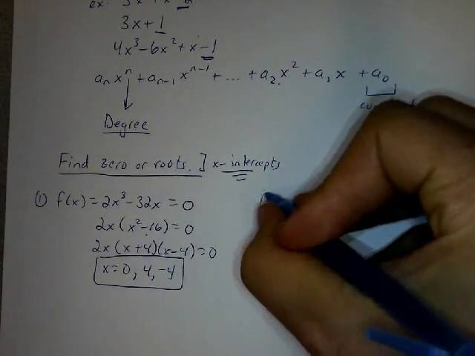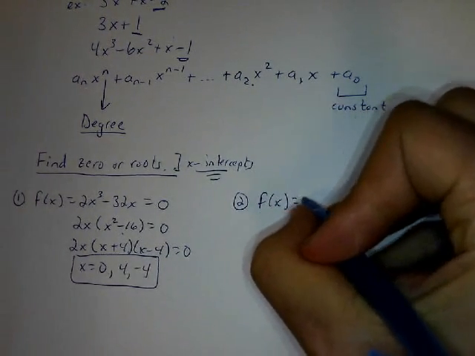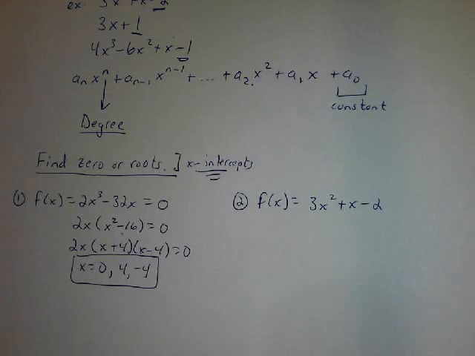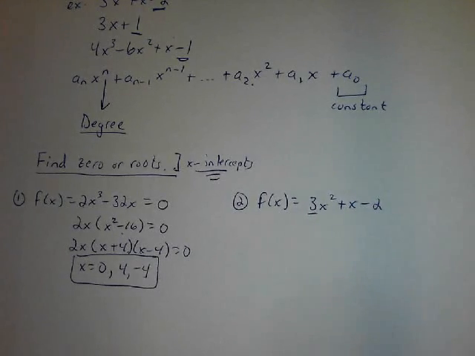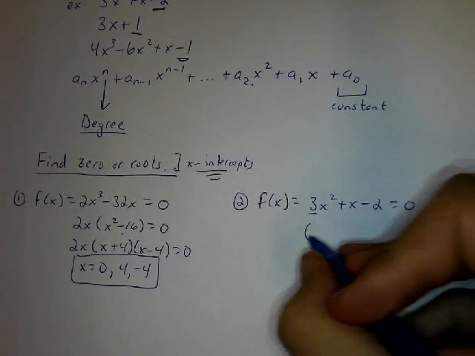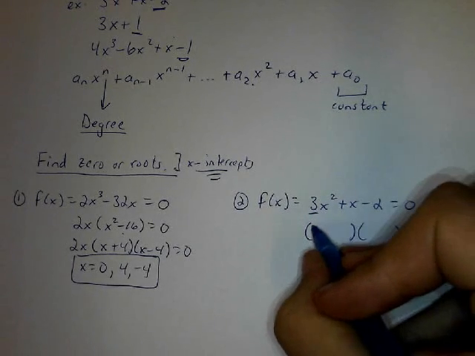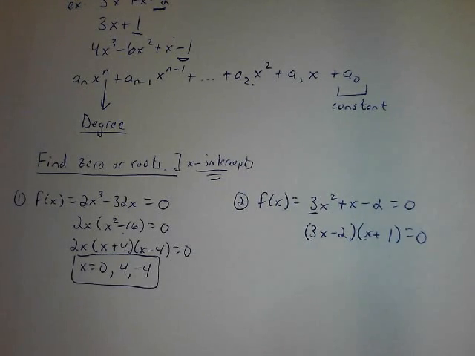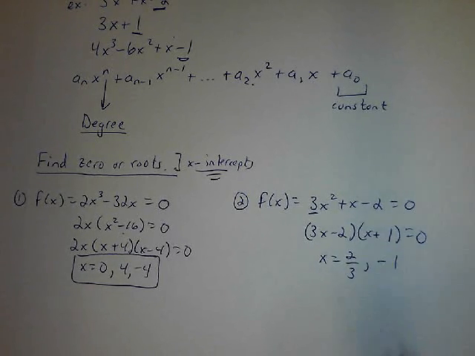Let's do one other problem. Let's let f of x equal 3x squared plus x minus 2. This is more difficult for you. It's a trinomial, but there's a leading coefficient. So you have to think back to your PST skills. And when you factor it, you have to use whatever method you learned last year. Some people just use guess and check. It factors down to 3x minus 2 and x plus 1. Therefore, our answer is x equals 2/3 and x equals negative 1.